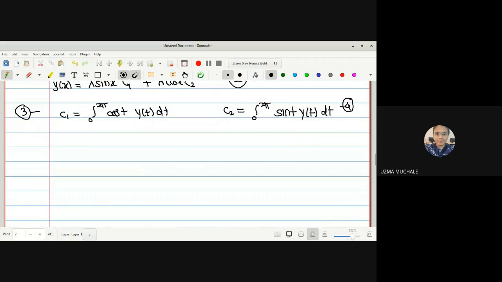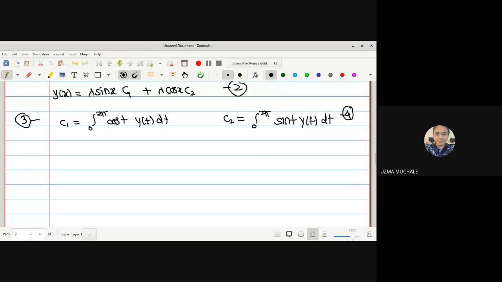Now let us solve, substituting the value of y. C1 is equal to integration 0 to 2 pi cos of t, then you have to substitute the value of y of t. What is the value of y of t? This lambda sin t C1 plus lambda cos t C2, the y of t value we have written, dt. Okay, so let us solve this equation. This equation 4 we will solve later on. You can write the statement here: solving equations 3 and 4 by using equation 2.